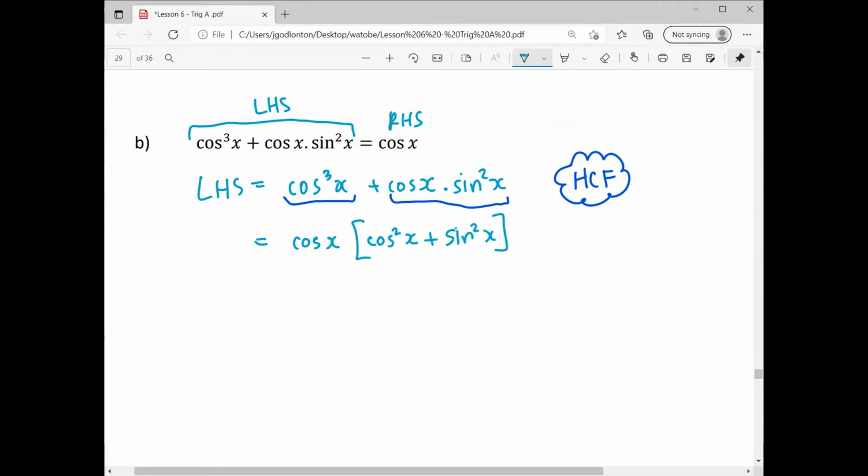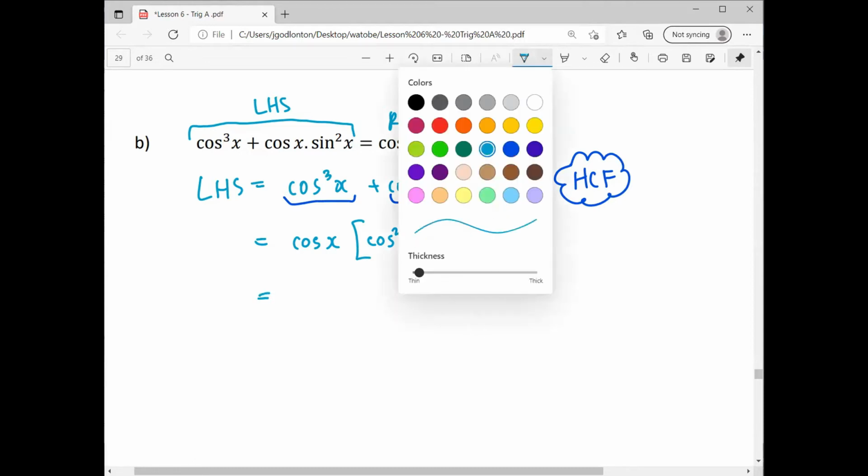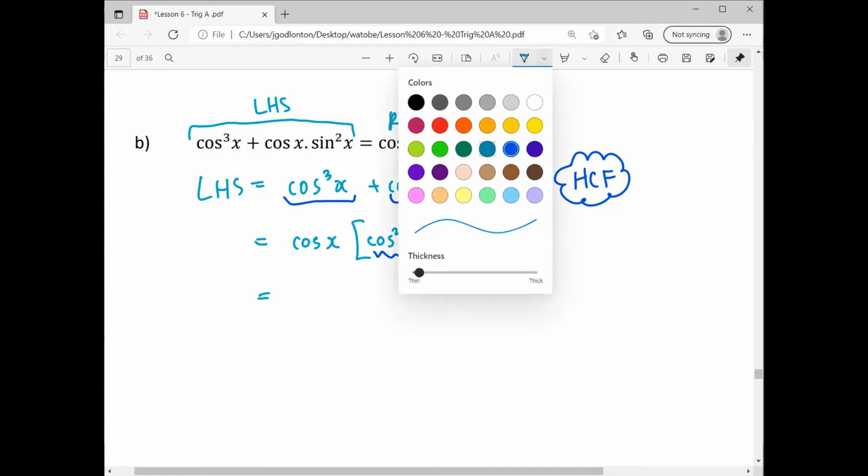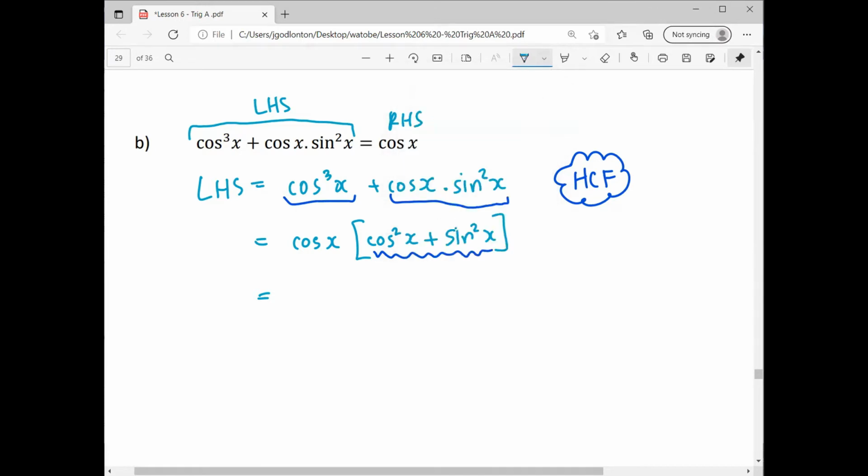You don't have to use square brackets. I'm just a fan of square brackets. I think that they work nicely in trig. Okay, and now can anyone tell me, because this is something fancy, what is cos squared x plus sine squared x? It's 1. So this is just cos x times 1, which is cos x, which is the same as our right-hand side. It's very exciting when they come together and they just work.